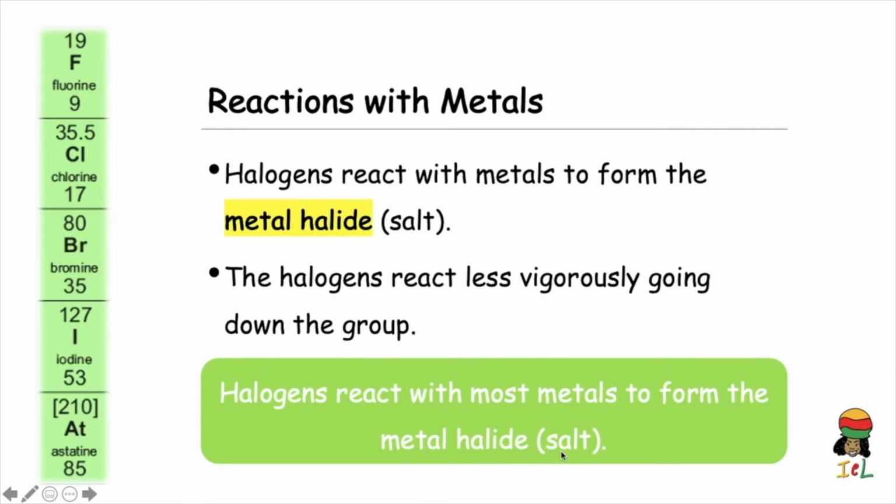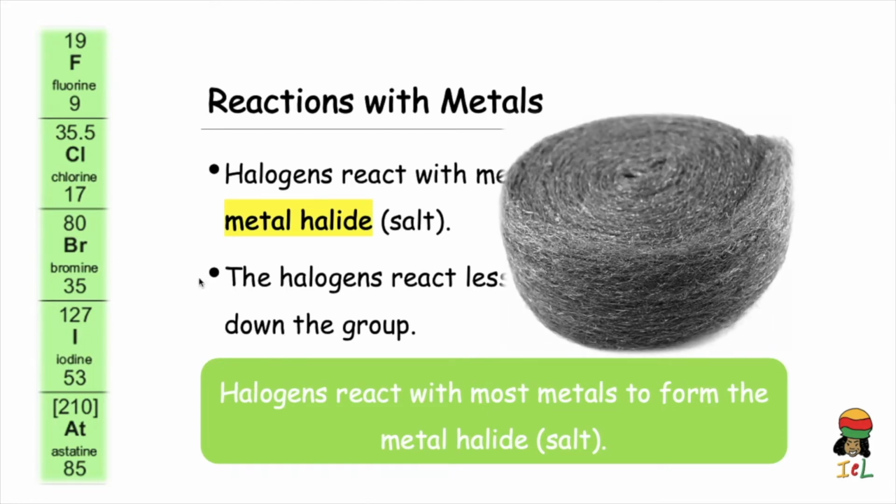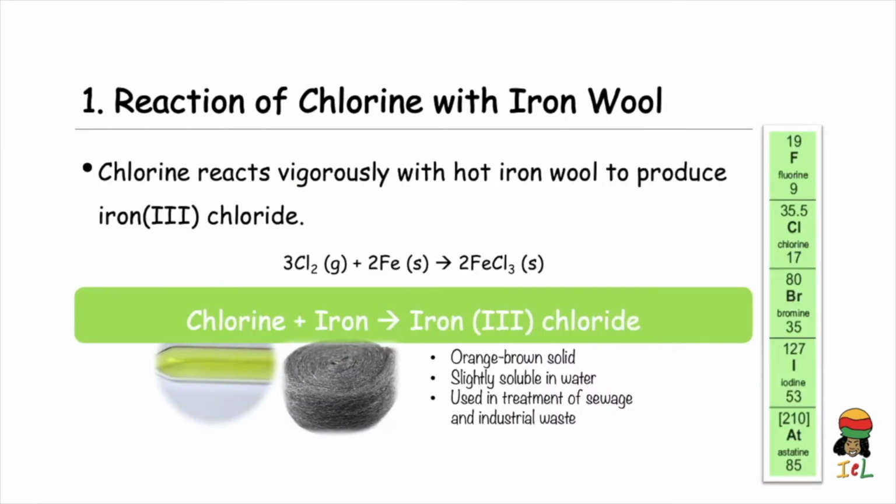So just keep in mind that the halogens react with most metals to form the metal halide, which is a salt. To compare the reactions of chlorine, bromine, and iodine, we will use the same metal, and in this case, we are going to use iron wool. Note that iron wool is a silver gray solid with a very fibrous texture. The first halogen metal reaction we will discuss is the reaction of chlorine with iron wool.